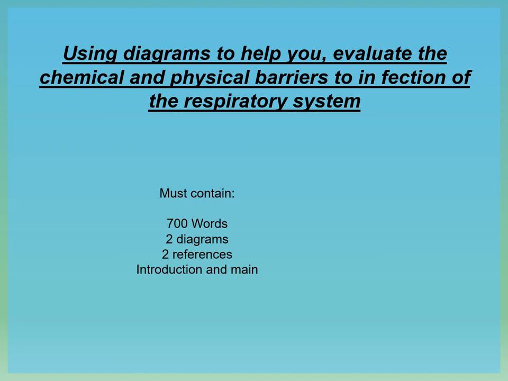Okay, so it's now your turn. I've put 700 words there, but I think that's going to be too many for your assignment, but at least it'll give you a guide as to what to start with. Two diagrams, two references as a minimum, but if you weren't writing 700 words, I'd expect possibly up to about 10 citations and references. What you're looking to do is explain or evaluate the chemical and physical barriers to infection of the respiratory system.